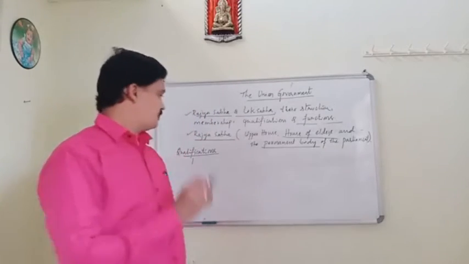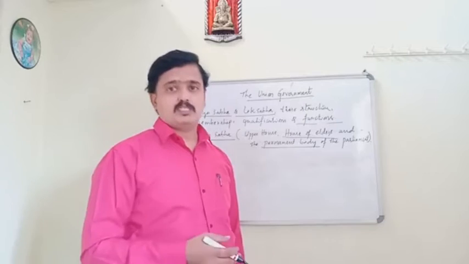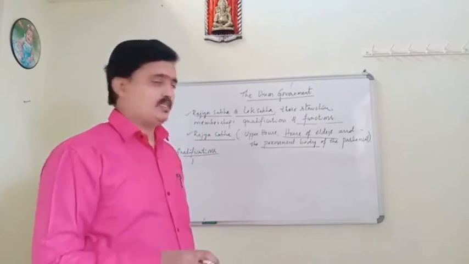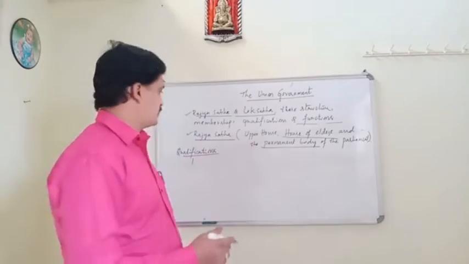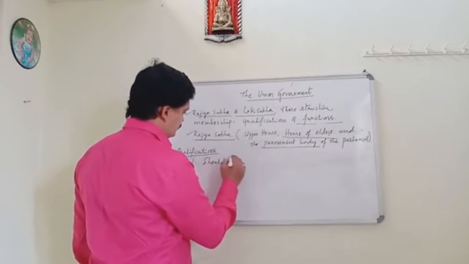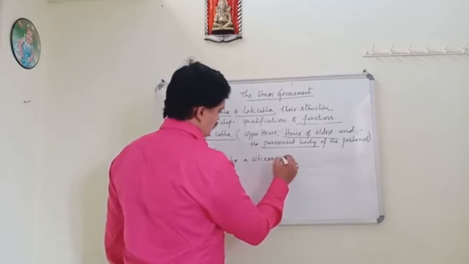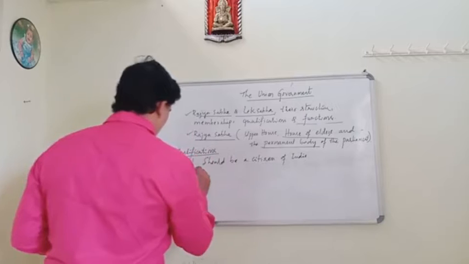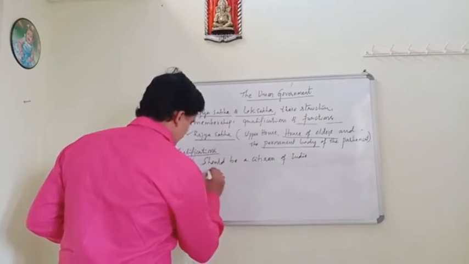Not only for a member of the Rajya Sabha, but also for a member of the Lok Sabha, to become the Prime Minister, to become the President, whatever post it may be, he should be a citizen of India. Got it? That is the first qualification. The next one is here, should not be less than 30 years.